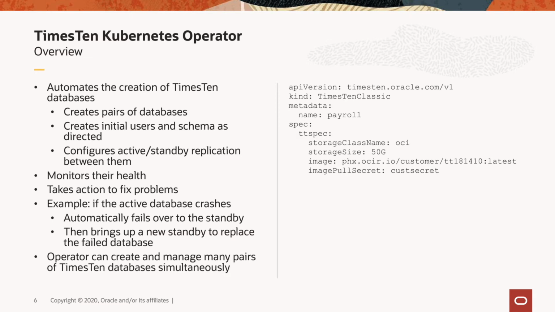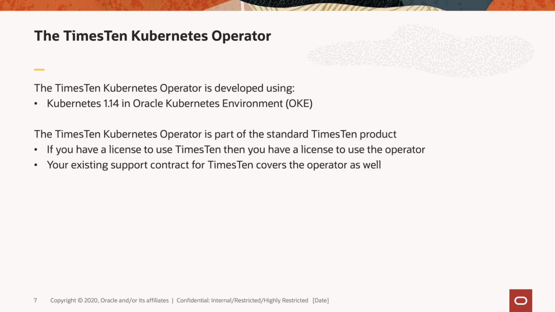The configuration of these TimesTen databases is done using simple configuration files, typically using the YAML format. You see a very simple example of that on the right side of this slide. As I said, the TimesTen Kubernetes operator is a core part of the TimesTen product. It has been developed using Kubernetes 1.14 in the Oracle Cloud using the Oracle Kubernetes environment. But I have to say that the TimesTen Kubernetes operator does not use any specific features of OKE or the Oracle Cloud. It is written to the Kubernetes APIs and interfaces and should function in any Kubernetes environment.